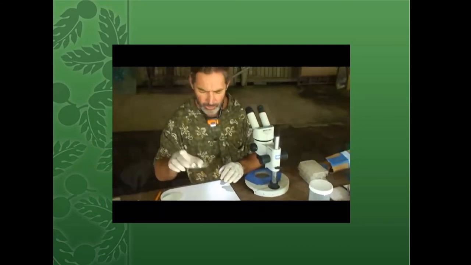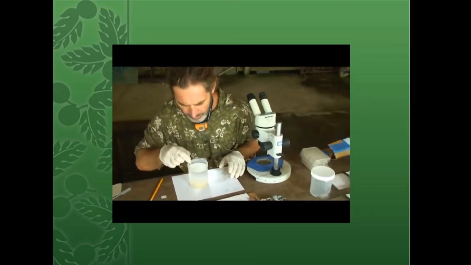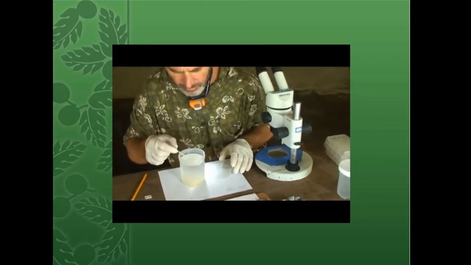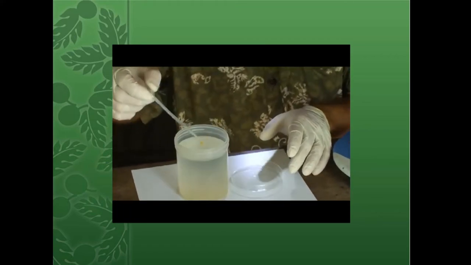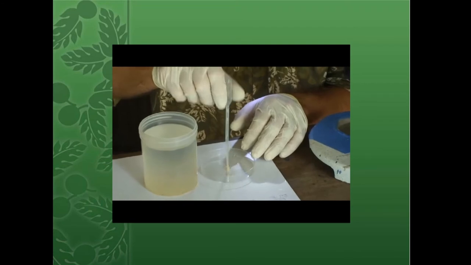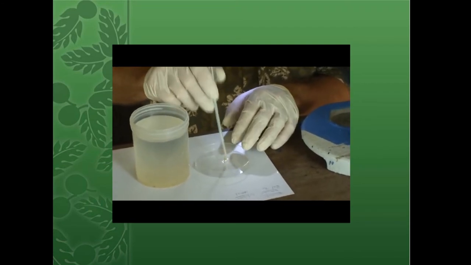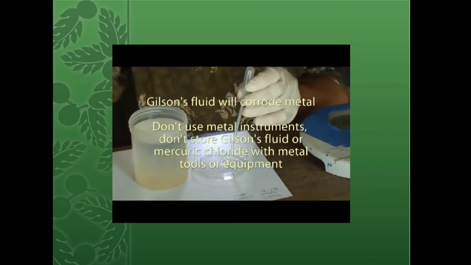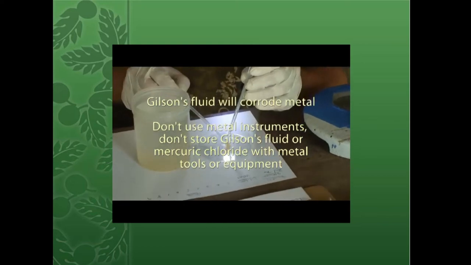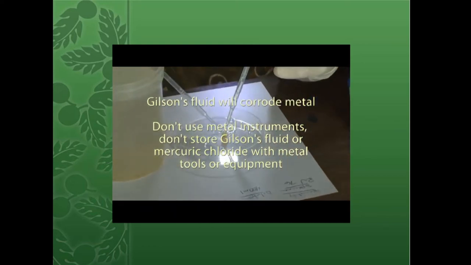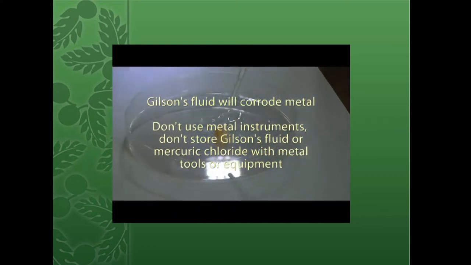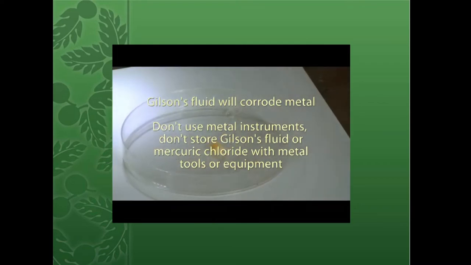The next thing you want to do is fish out the tissue that was surrounding the ovary, because sometimes eggs are clinging to that. One of the things you're going to notice is that I'm not using any sort of metal instrument. That's because the Gilson's fluid is highly corrosive to metal.